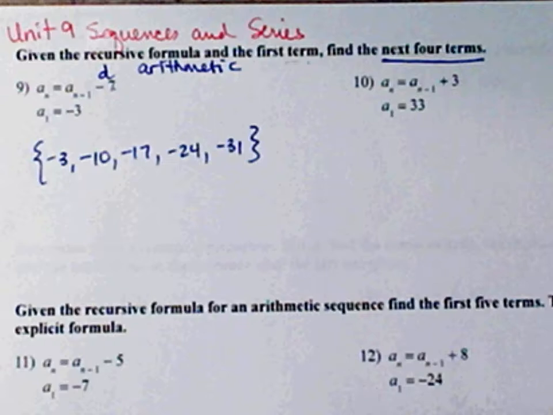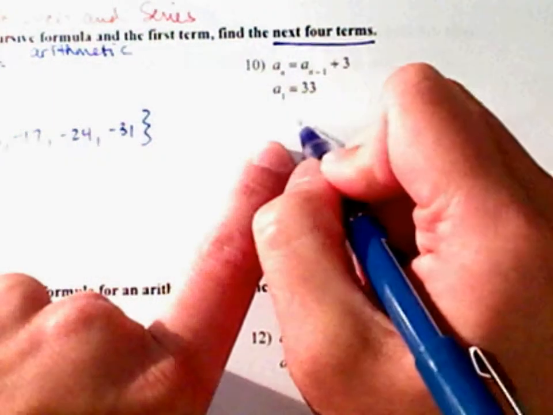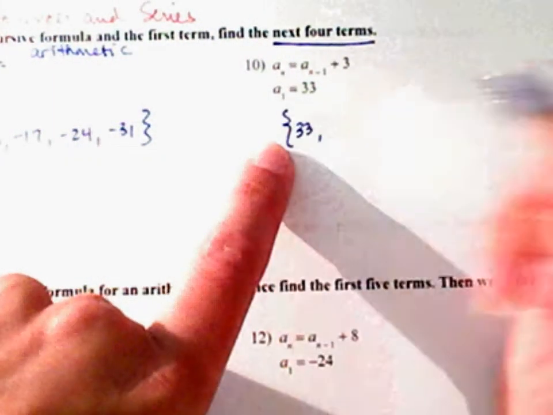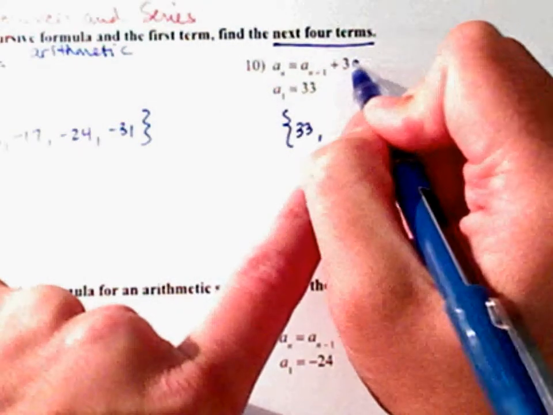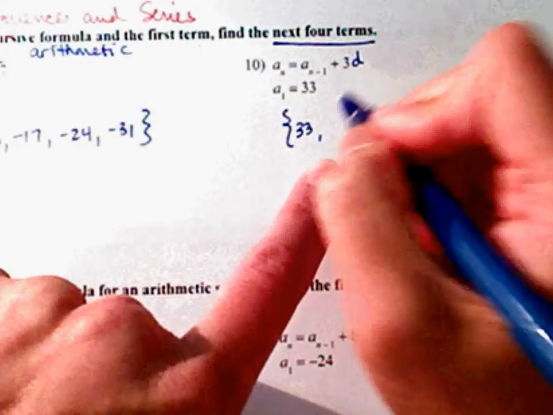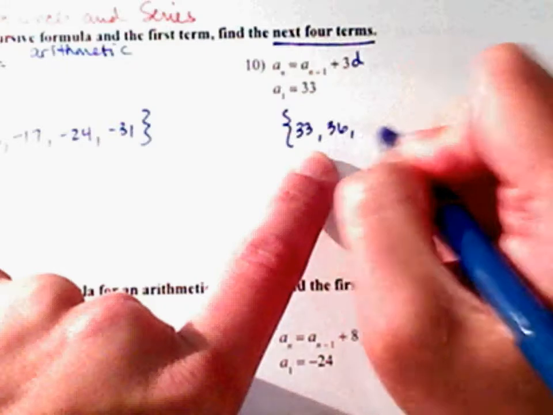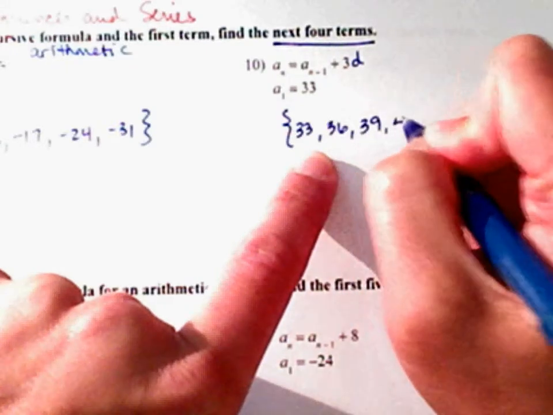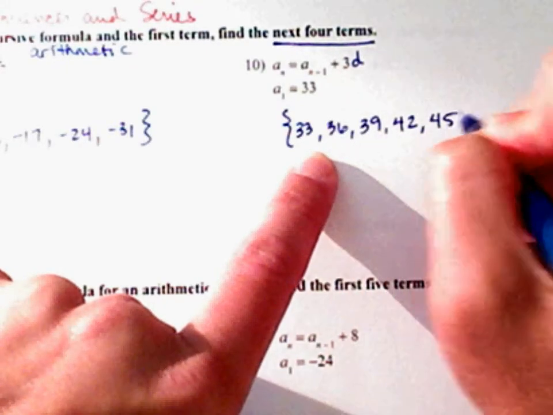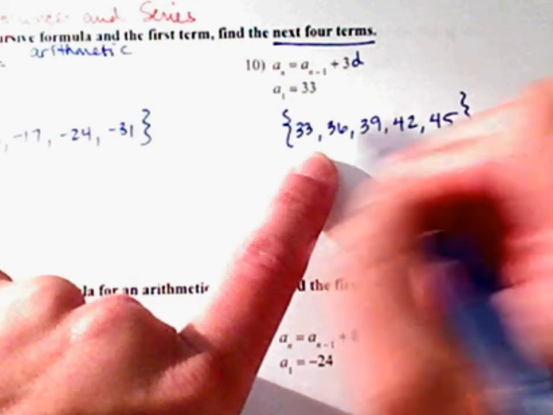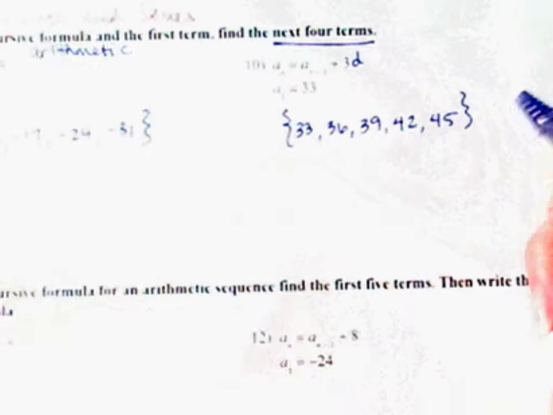Okay. Number 10, I'm starting at 33. Write it as a set. I'm adding 3. There's your D. So 33 plus 3 is 36, plus 3 is 39, plus 3 is 42, plus 3 is 45. So here's 1, 2, 3, 4, including my first one.